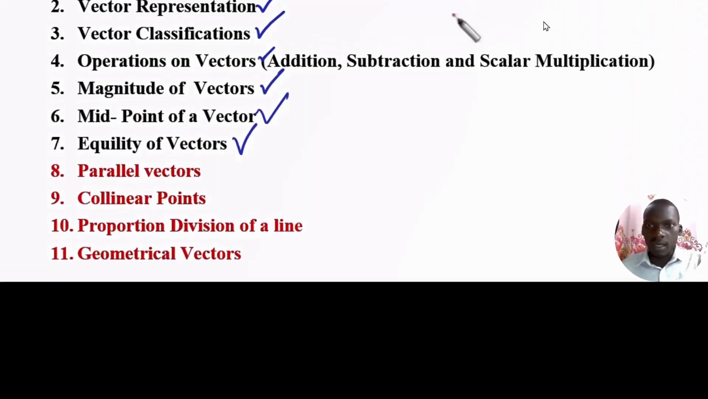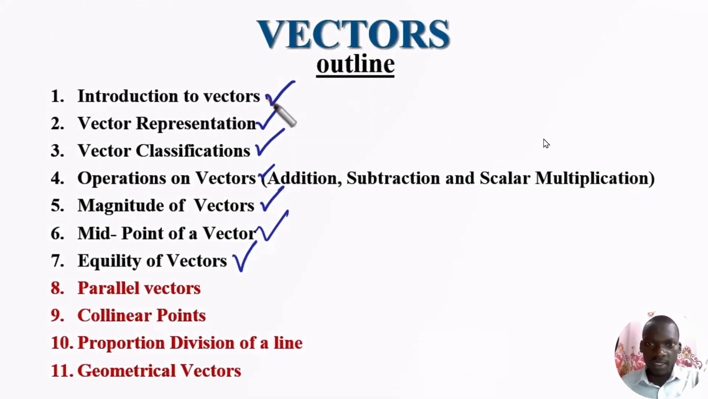Let's now dive in. Last time we talked about the introduction to vectors. So whichever you see that is ticked, we finished. We finished vector representation in presentation 1. If you didn't watch it, I'm going to leave the link of the playlist in the description. You tap on it and watch. We also talked about vector classification. We talked about operations, that is addition, subtraction, and scalar multiplication on vectors. We talked about how to get the magnitude of a vector, the midpoint of a vector, and then equal vectors, or equality of vectors.